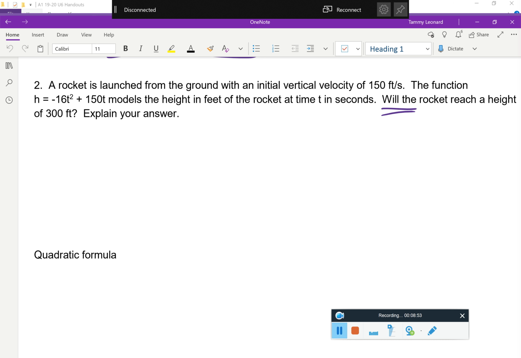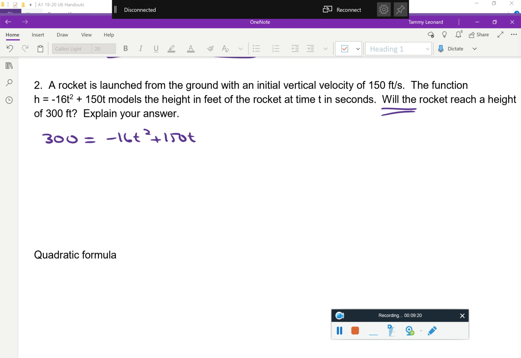All right. But we need to incorporate this 300 feet, right? It's saying, will it ever get to a height of 300 feet? Where does 300 go in the problem? Sarah? Yeah, it's the h, right? We're saying, does this thing ever equal 300? So we first rewrite it like this. And then we go, well, the question is just, will it happen? In other words, is there a real numbered solution? Okay? So we can just use the discriminant.